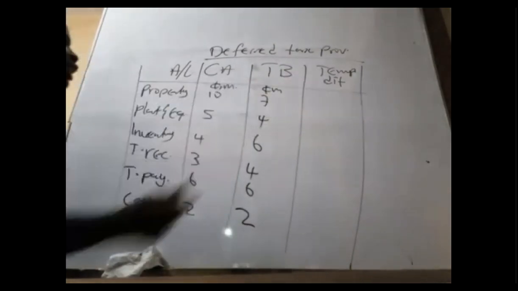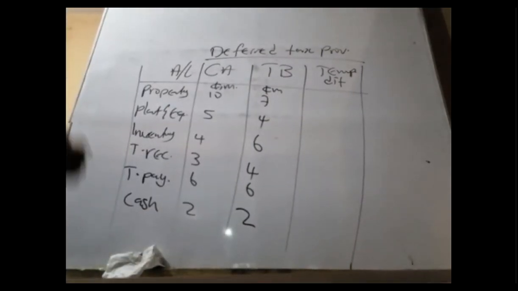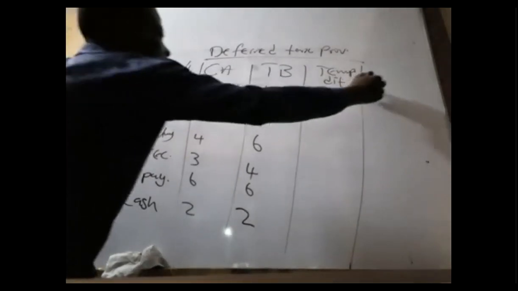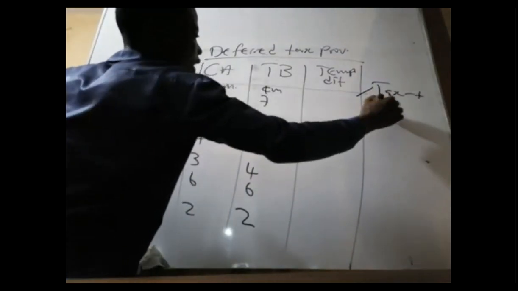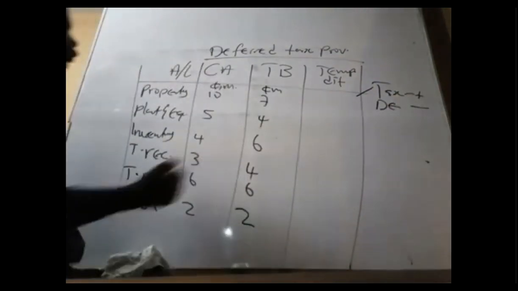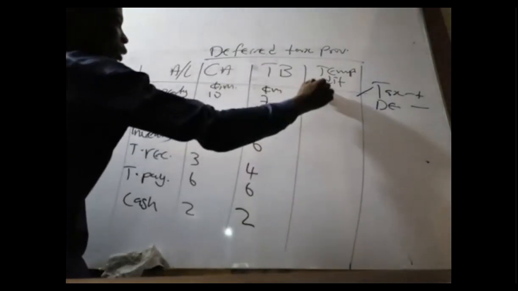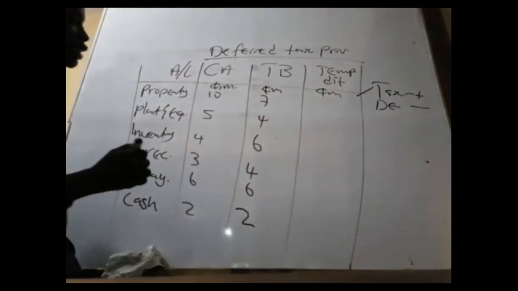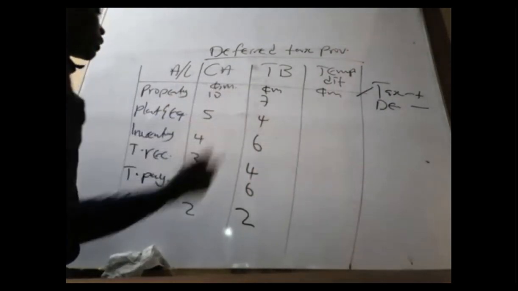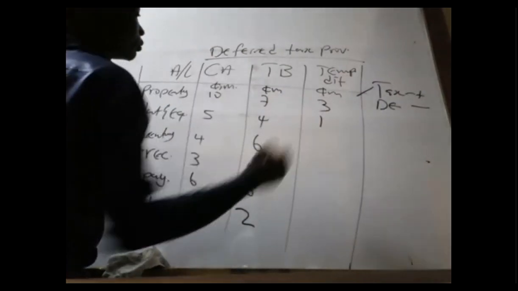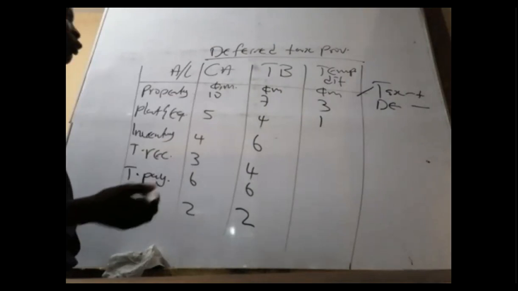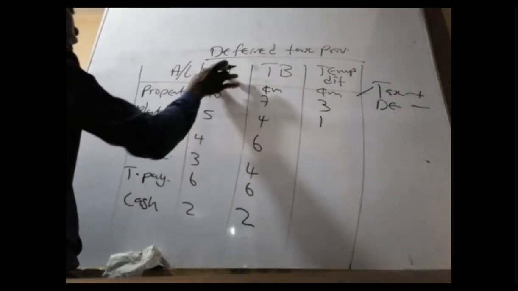So let's go, temporary difference. If it is taxable, let's make all taxable positive and all deductible negative. So what will be the temporary difference of the property? 10 million minus 7 gives us 3. 5 minus 4 gives us 1. All of them are positive because they are taxable. Taxable means the carrying amount is more than the tax base.